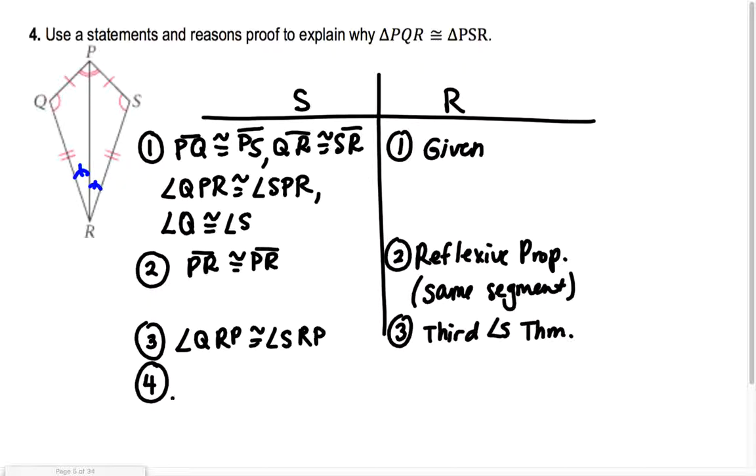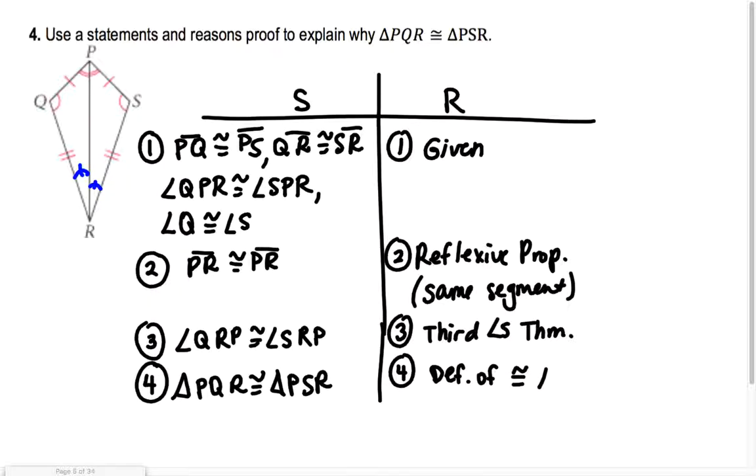Therefore, triangle PQR is congruent to triangle PSR. And our reason is just going to be definition of congruent triangles. Right? Didn't we say congruent triangles have to have all the angles congruent to each other, all the sides congruent to each other? Okay.